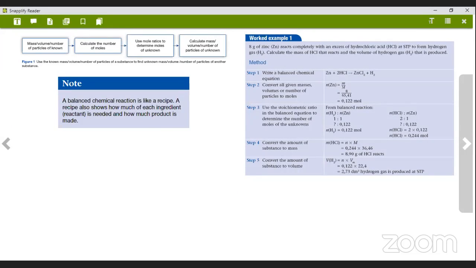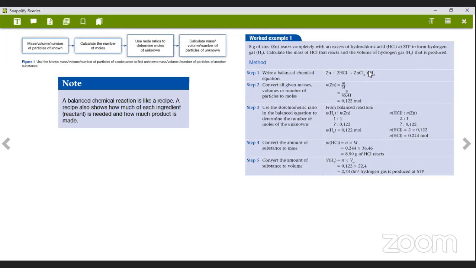Okay, there we have it. They say mass, volume, or number of particles of known. Calculate the number of moles. Step 2: use mole ratios to determine moles of unknown. Remember what I said, the mole ratio is the way you're going to go. These are the mole ratios. You see these ones. For example, this is a ratio: this 2, this is 1, this is 1, this is 1.